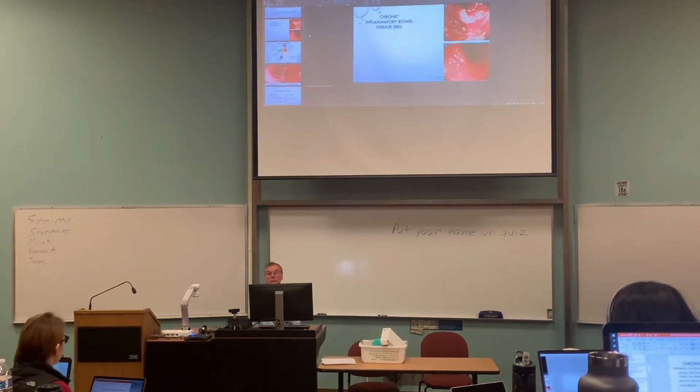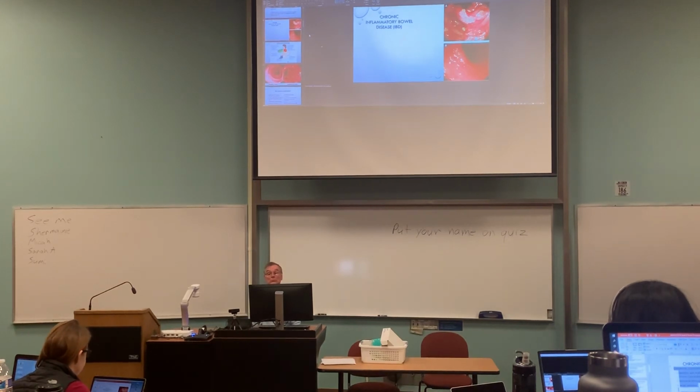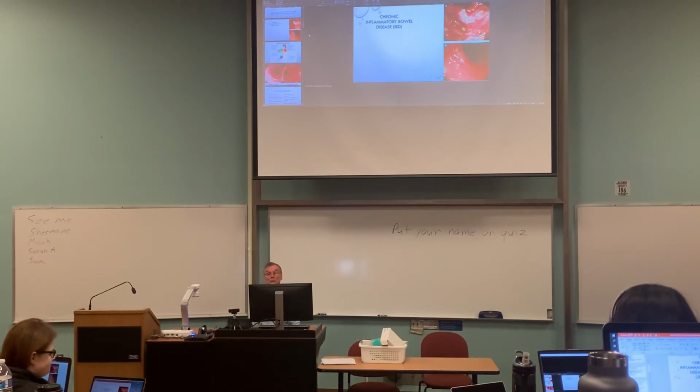So here we have a picture of some inflamed bowel. You can see in segment B, you have a kind of a nice smooth bowel, and then in segment A, you have some very inflamed bowel with some yellow patches there. That looks like some sloughing within the bowel.